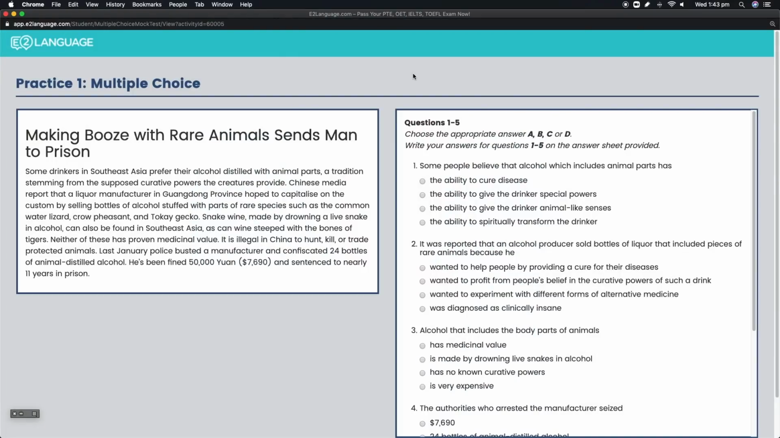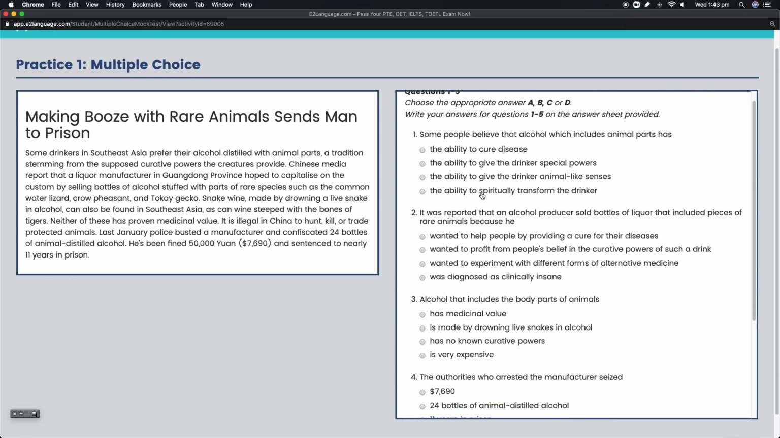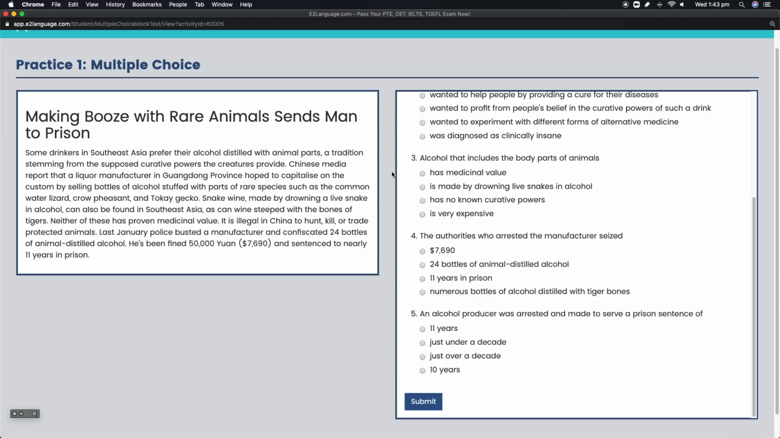Okay, so what we're going to do today is look at an IELTS academic reading multiple choice question. We're going to do 5 questions. And what we're looking at here is actually how it looks on e2language.com. So if you do sign up to e2language.com, you'll see this here. This is how you practice on e2language.com.